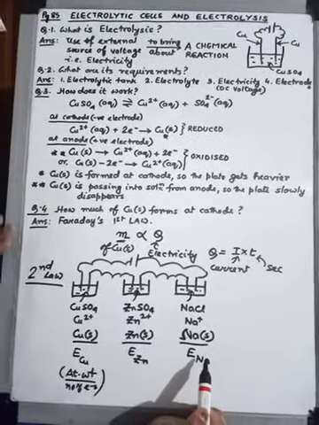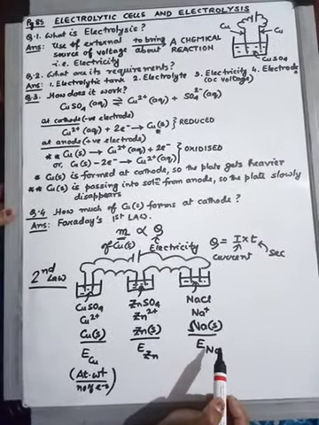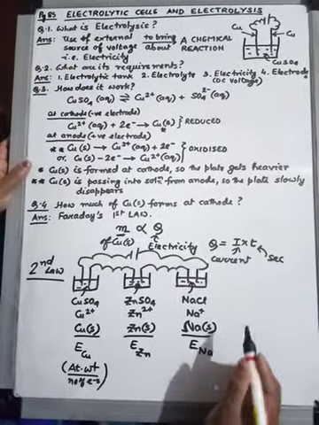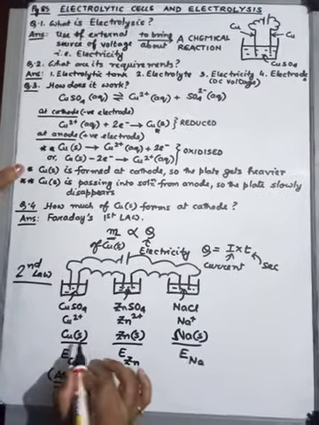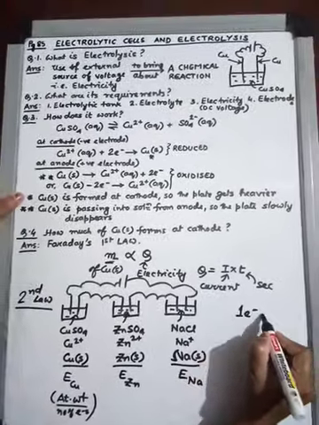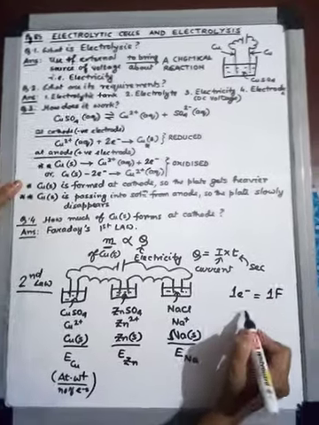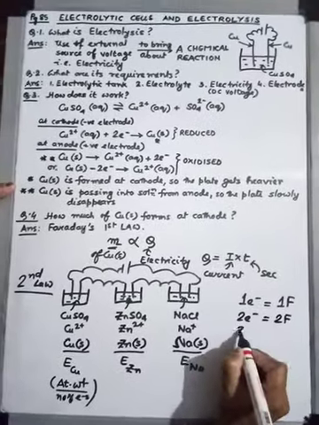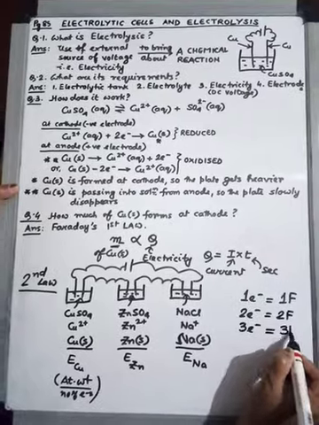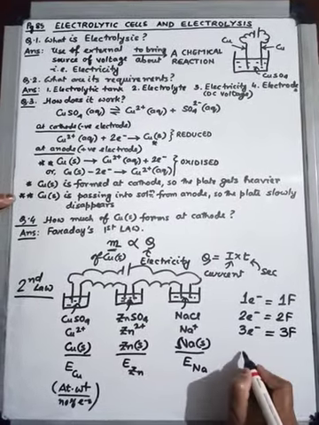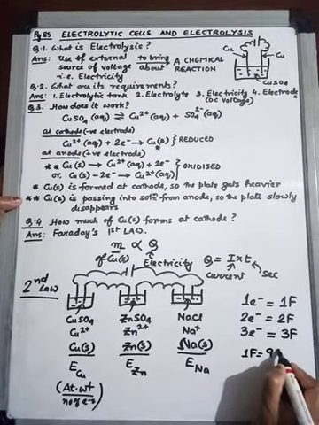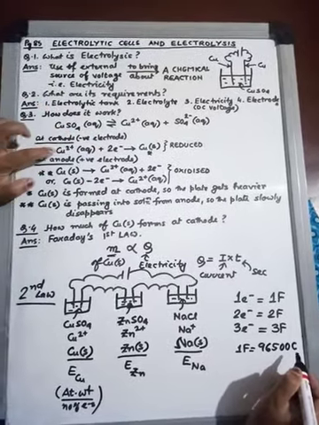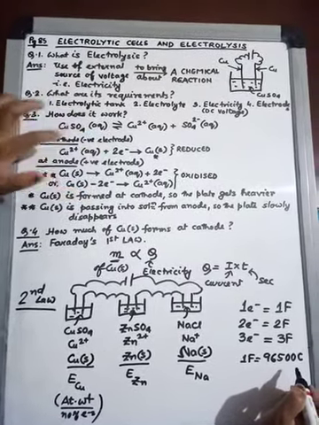So this is Faraday's first law and Faraday's second law. Now the next thing that comes to our mind is these 2 electrons that we are saying is being transferred, either here to get converted to this. So 1 electron carries 1 Faraday of electricity. So suppose it is 2 electrons, it will carry 2 Faradays. Suppose it is 3 electrons, it will carry 3 Faradays of electricity. Now what is this Faraday? 1 Faraday is equal to 96500 coulombs.